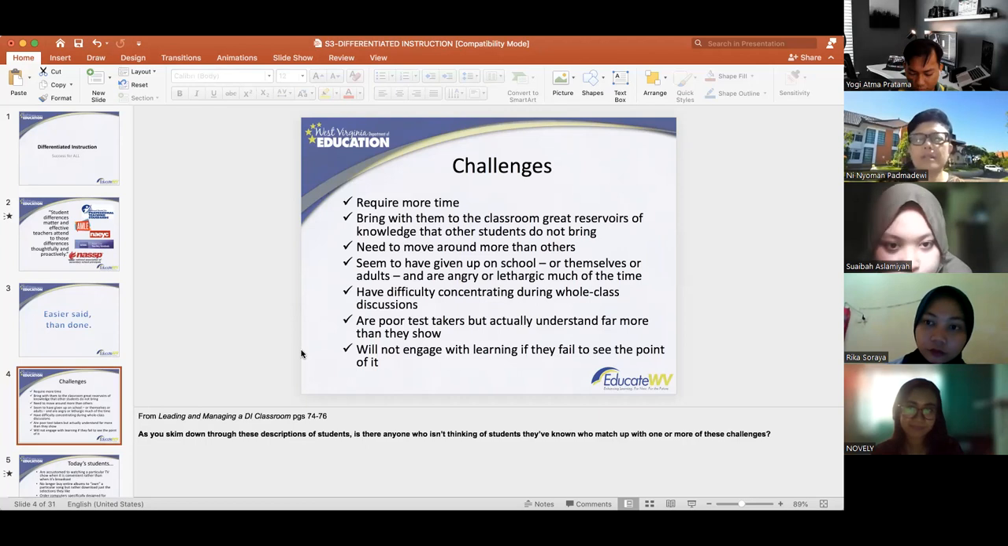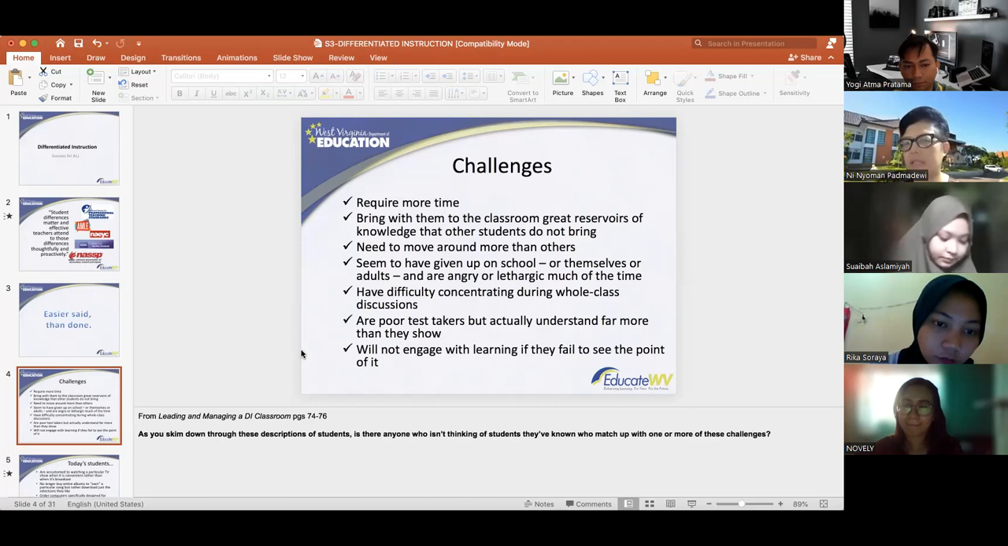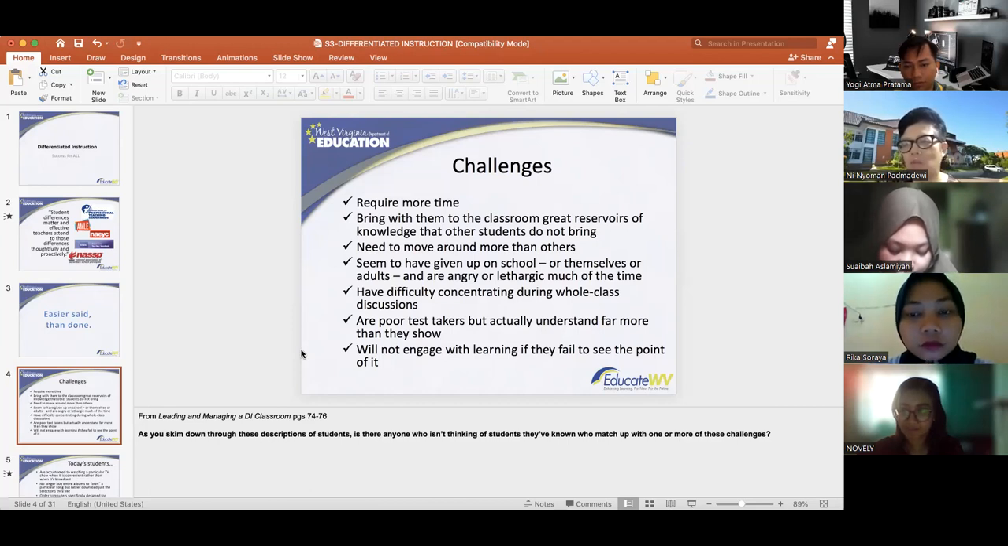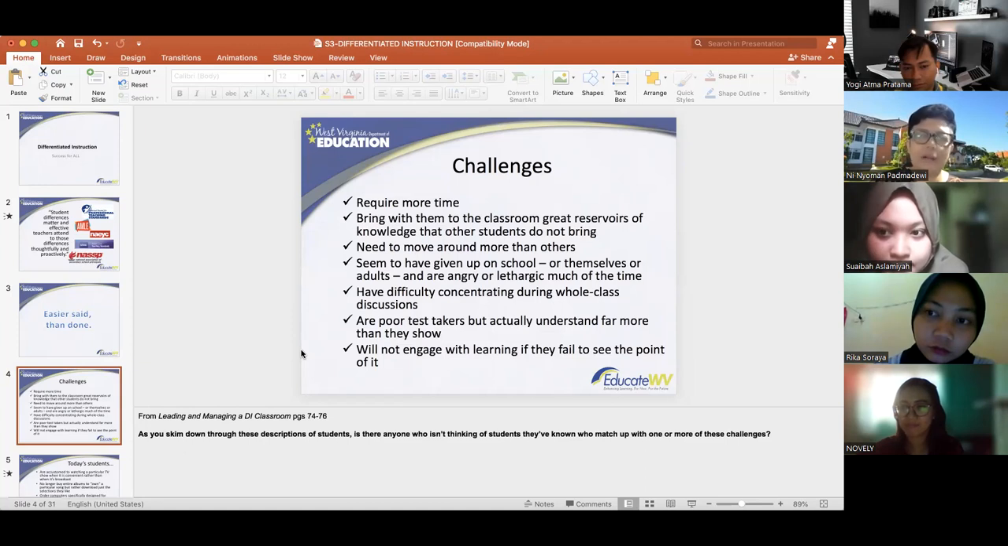Let me give you an example. If you are teaching and your students are really at different levels in your classroom, not yet different learning styles, just one differentiation, different levels. Some are really very advanced, some really average, some are left behind. So if you need to differentiate, you have to think about the strategy that you have to apply, right?